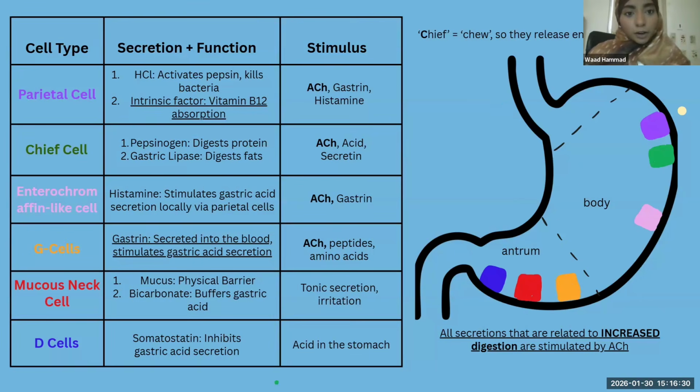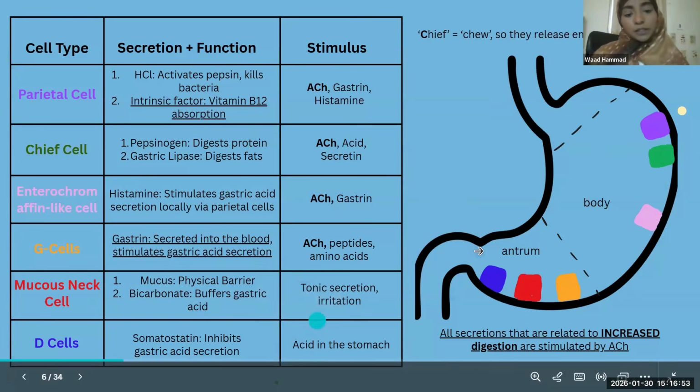we have too much acid, like our pH in our stomach goes too low. And that's not good because if it goes too low, it might be able to penetrate the mucus barrier and get past the bicarbonate and then cause an ulcer. So our D cells detect the pH in our stomach and they're able to secrete somatostatin so that we don't have too much acid in our stomach. And again, its stimulus is acid in our stomach because it wants to stop that.